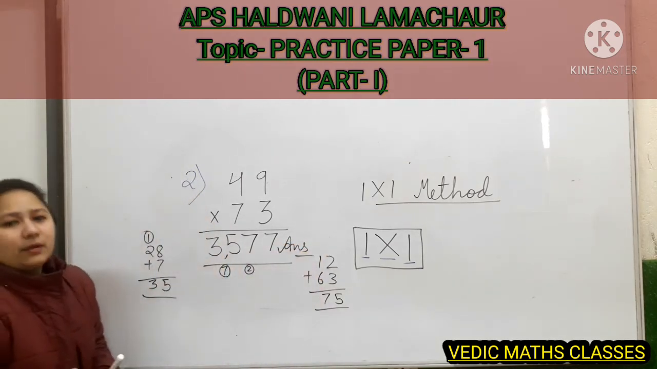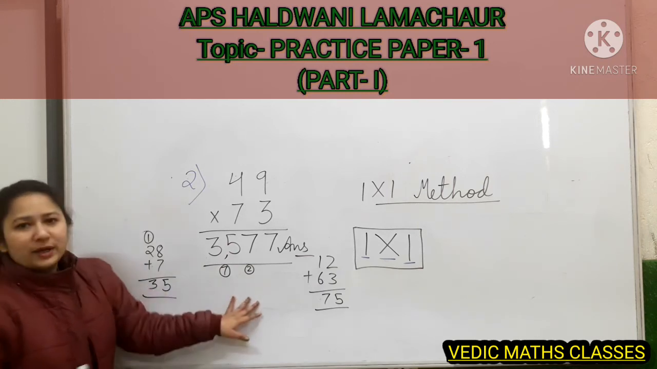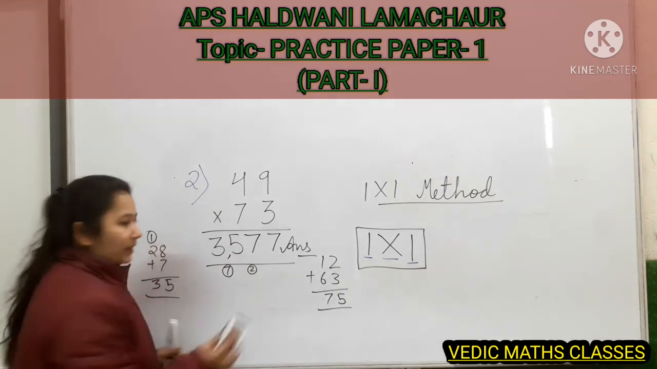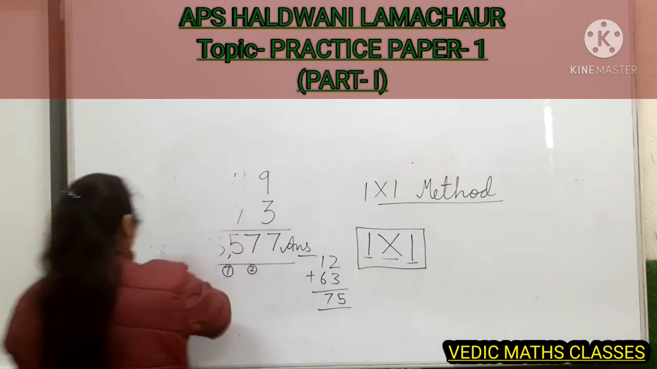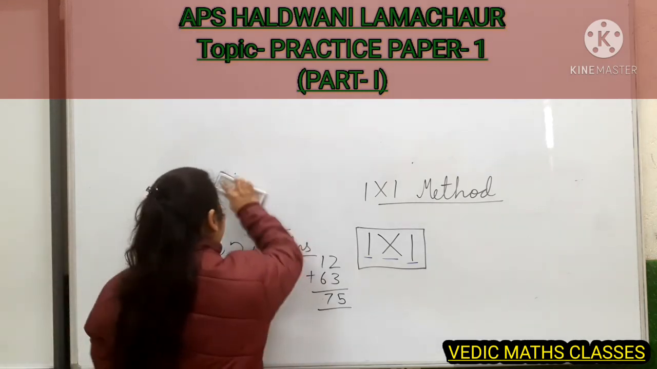3577. I hope kids that you get this 2-digit multiplication. Now kids, we will move to our last sum of this revision video.